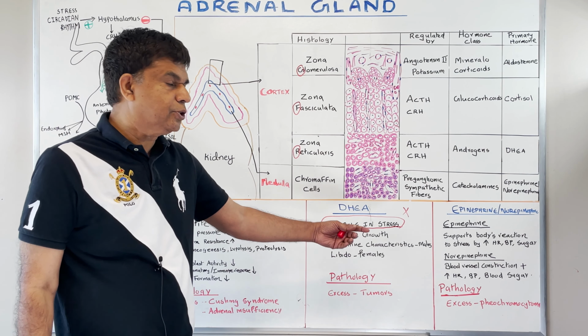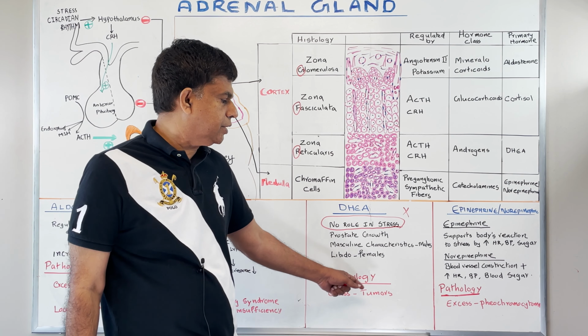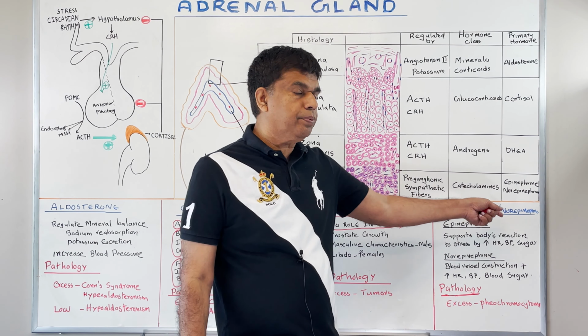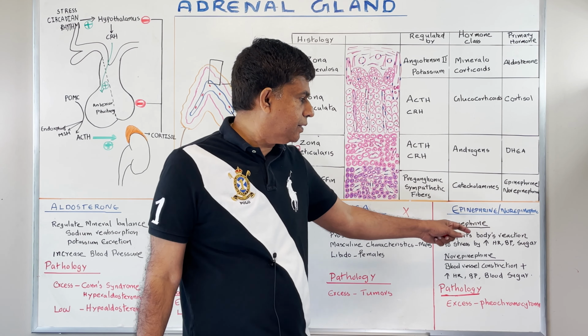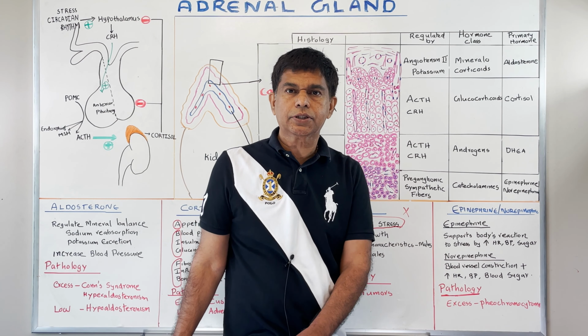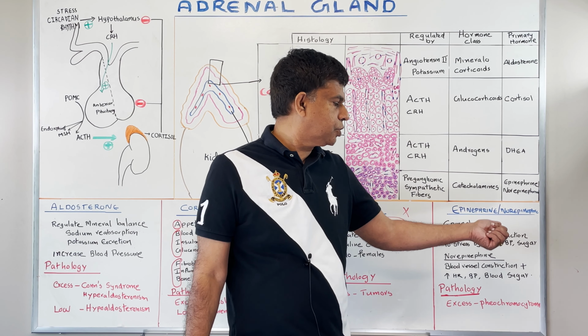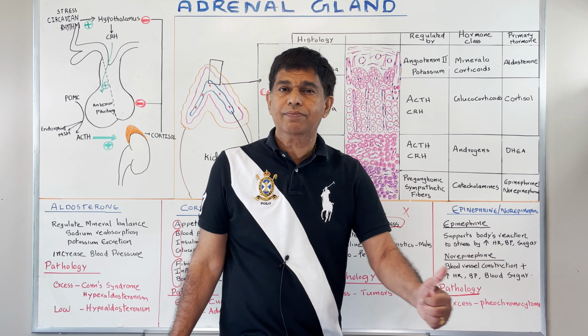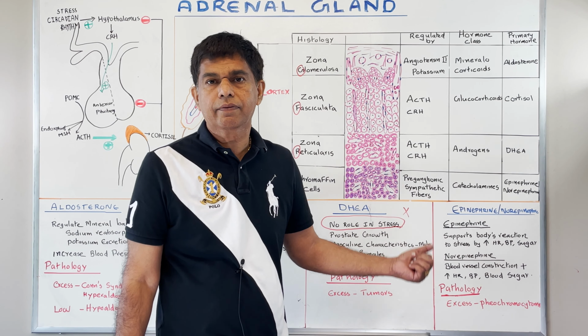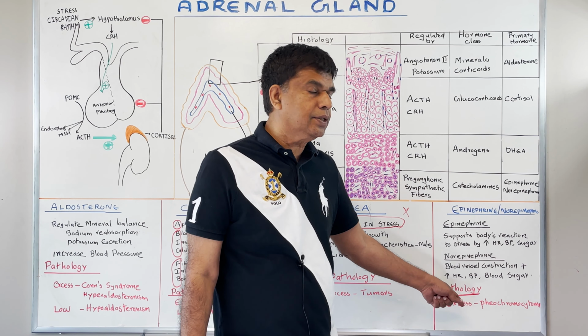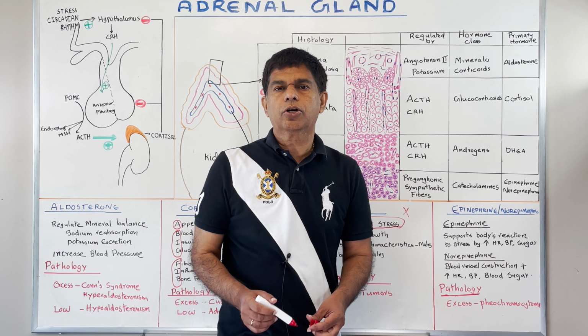But prostate growth, muscular characteristics, and libido are affected. Pathology, excess, tumors. And epinephrine and norepinephrine, the flight or fight, we need to know: epinephrine supports the stress reaction and increases the heart rate, blood pressure, and sugar. Norepinephrine causes blood vessel constriction and increases the heart rate, blood pressure, and sugar. And the pathology, excess, we need to talk about pheochromocytoma.